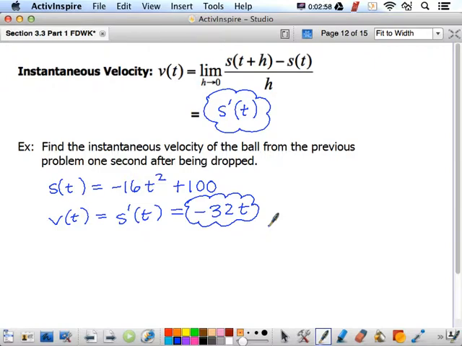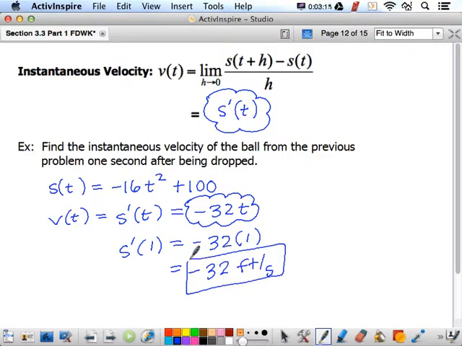So I want to know when t is what? 1. So all we do is take the derivative and we substitute 1 in. So we have negative 32 times 1 second, and that gives me a velocity of negative 32, and our units here were feet and seconds, so feet per second. And that's how you calculate instantaneous velocity.